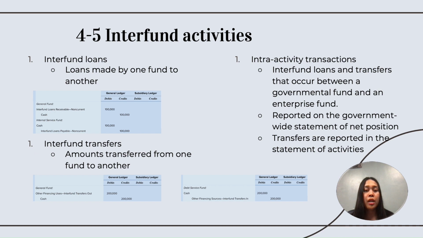Number 3, we move on to intra-activity transactions. They are interfund loans and interfund transfers between the governmental fund and the enterprise fund. These transactions are reported in the government-wide statement of net position and statement of activities.